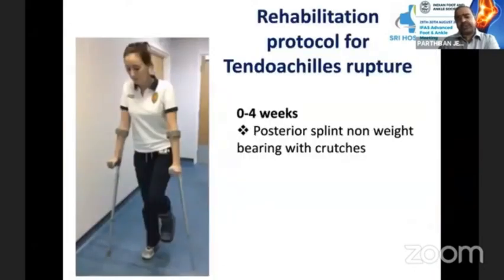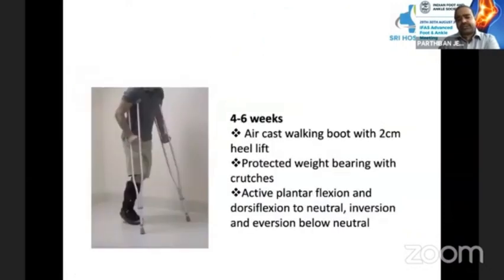Rehabilitation protocol for tendoachilles rupture: 0 to 4 weeks, posterior splint, non-weight bearing with crutches. 4 to 6 weeks, air cast walking boot with 2 centimeters heel lift, protected weight bearing with crutches, active plantar flexion, dorsiflexion to neutral, inversion and eversion below neutral.